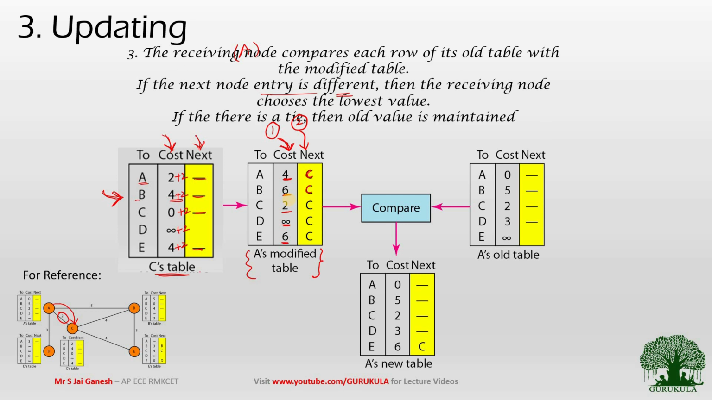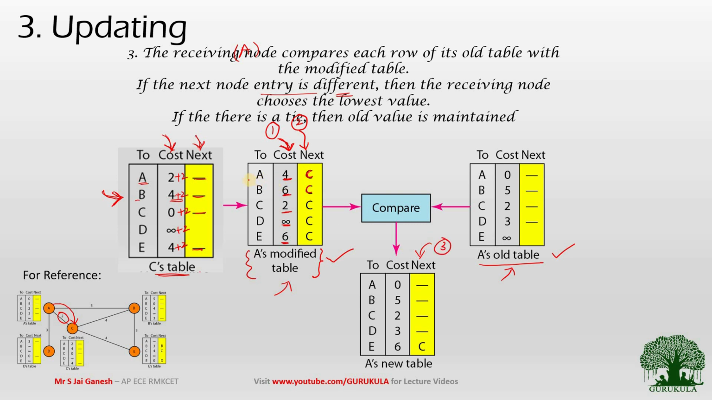What's the next step? The receiving node compares each and every row. So now you have two copies of the table at node A. One is A's old table, which you already had, created during the initialization stage. And now, after sharing an update, you have a modified table. So you have to compare this table with this table, and then create a final table. Now we can compare each and every row. This is step 3, and while completing it, you will be comparing these two tables.